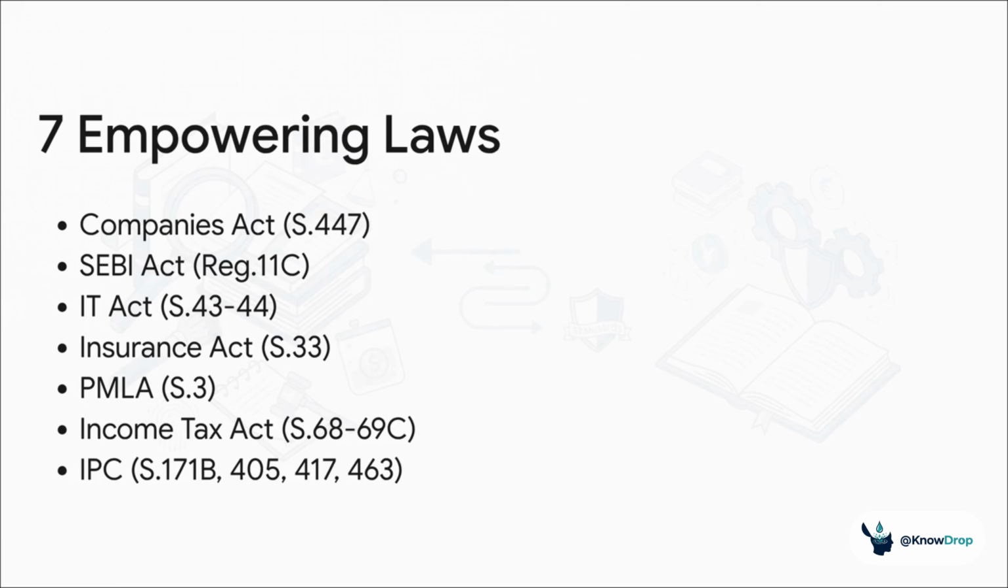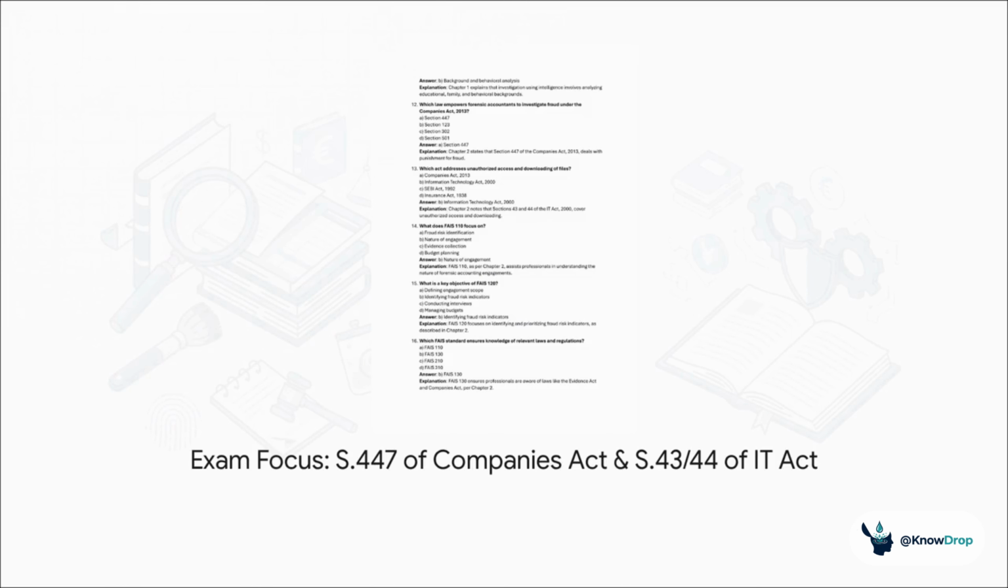Fifth, the Prevention of Money Laundering Act, or PMLA 2002, Section 3, focusing on the proceeds of crime. Sixth, and pay really close attention here, is the Income Tax Act 1961. You've got Section 68 for cash credits, 69 for unexplained investments, 69A for unexplained money, and 69C for unexplained expenditure. And rounding out our list is the Indian Penal Code, covering crimes from bribery to forgery under Sections 171B, 405, 417, and 463.